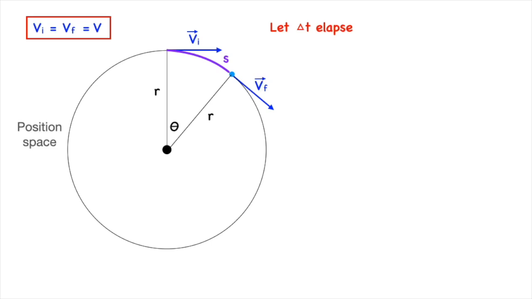S is the arc length of a segment of a circle, and it represents the distance traveled along the planet's circular orbit during delta t. S equals v times delta t. In accordance with the principles of geometry, it is also the case that S equals r times theta.